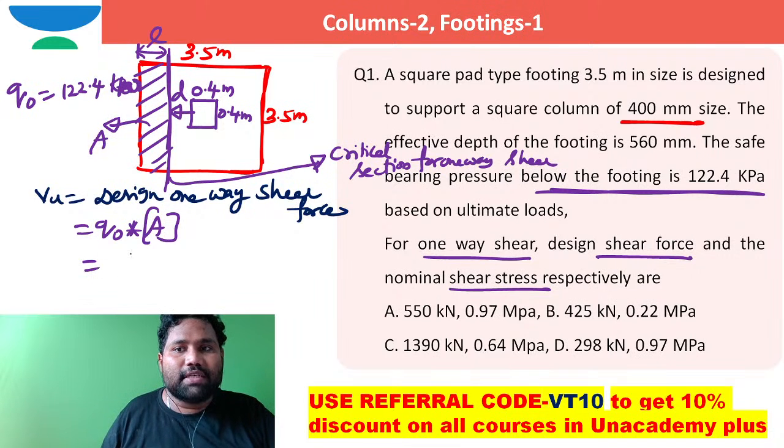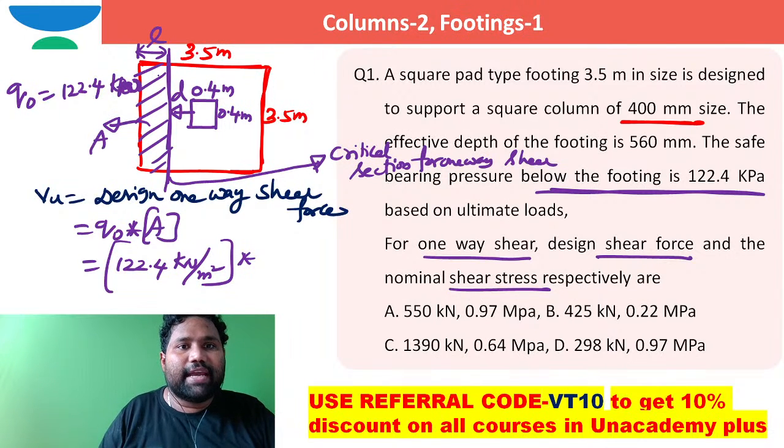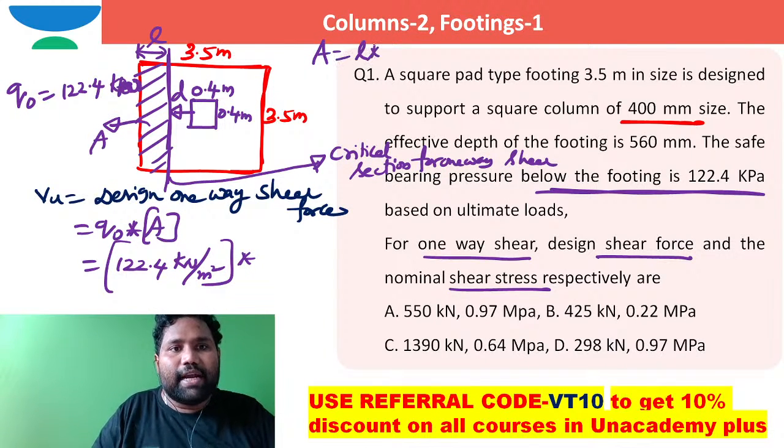Q naught, how much is this q naught, brother? Q naught is 122.4 kilopascal. So I can write it as kilonewton per meter square into area A. What is this area A? Area A is equal to L times this 3.5.